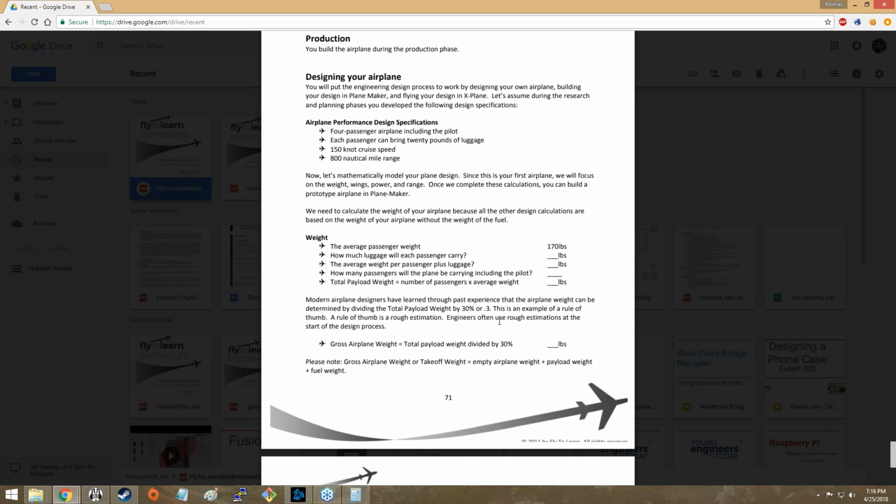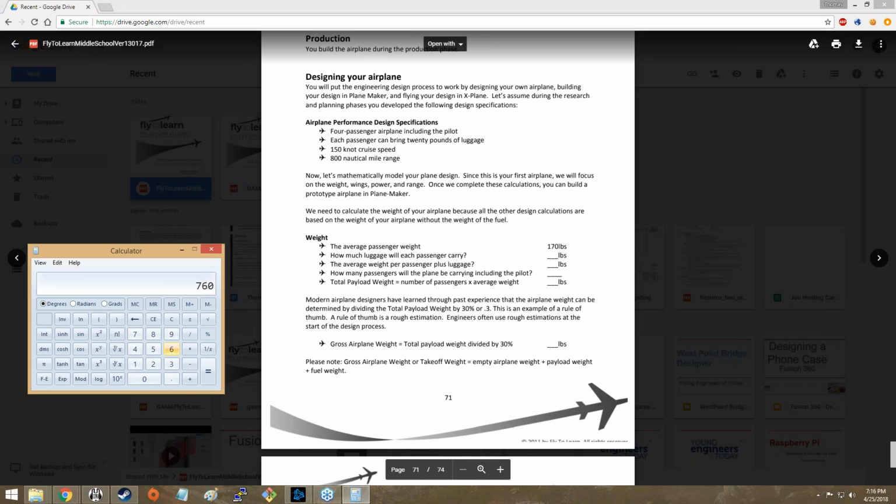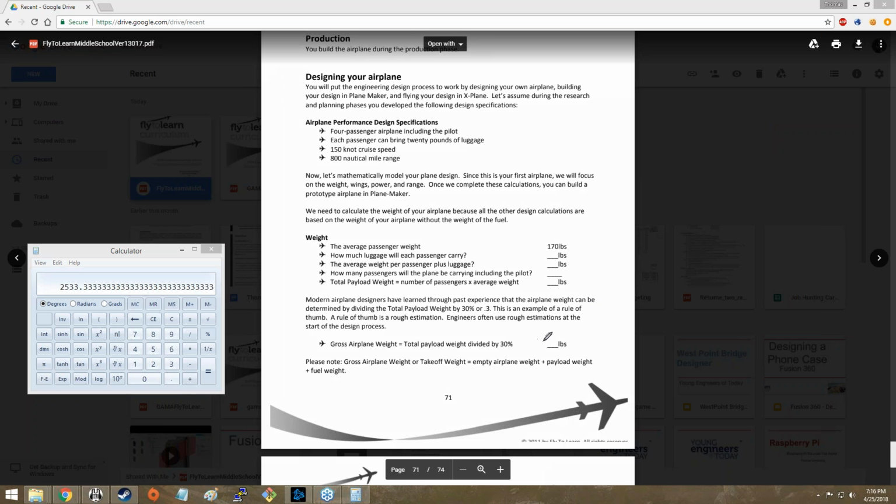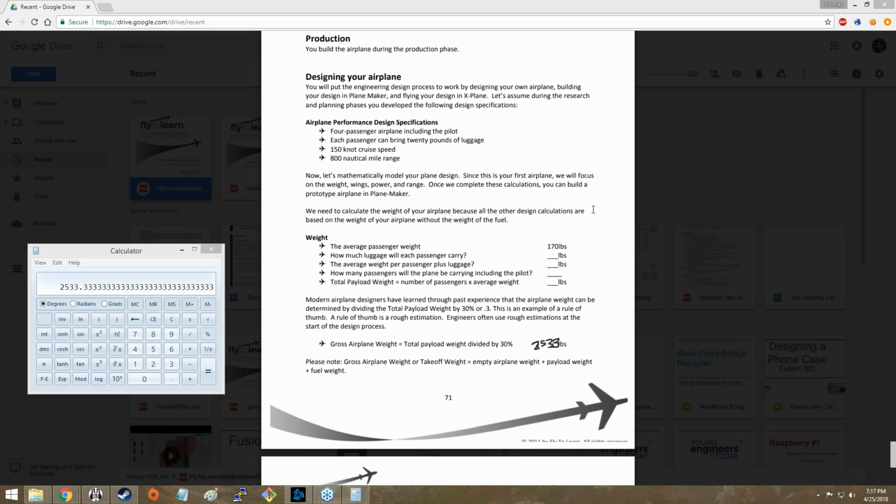So, all right, well, this is interesting. I guess they're trying to say that the payload weight, because when you divide by a number less than 1, you're making the number larger. So that's why this is kind of a strange way to put this. If we divide 760 by 0.3, you get 2,533.3 repeating. So $2,533. That would make sense, I suppose, considering this is going to be the weight of the airplane overall.